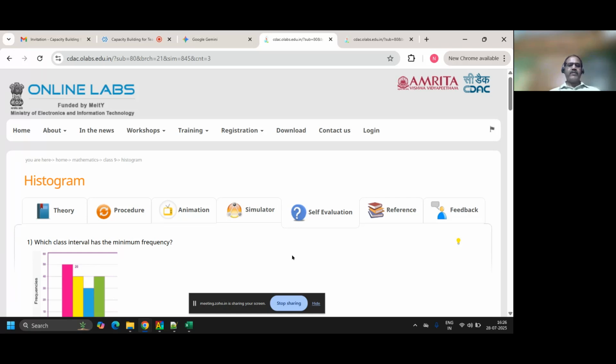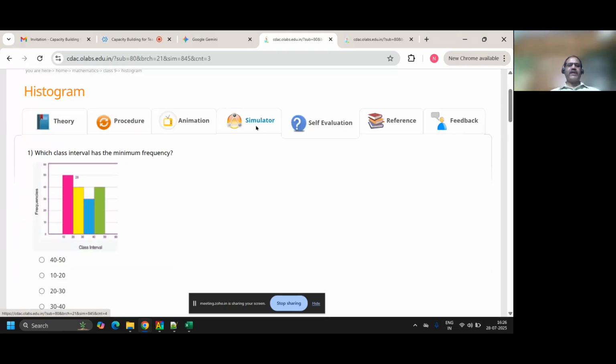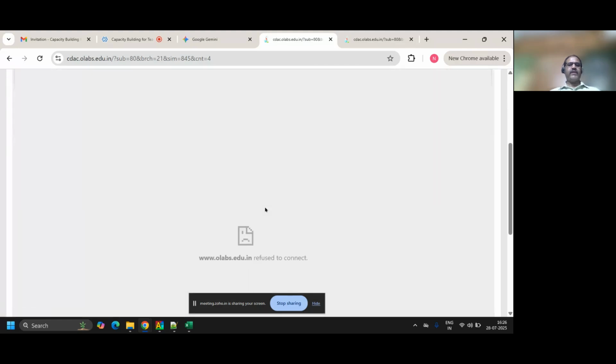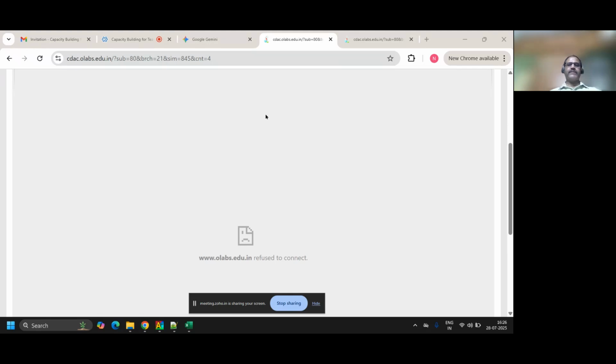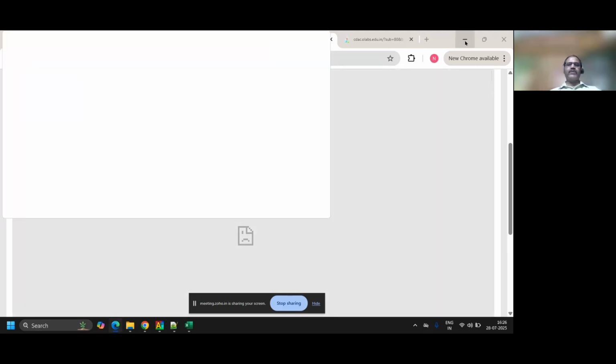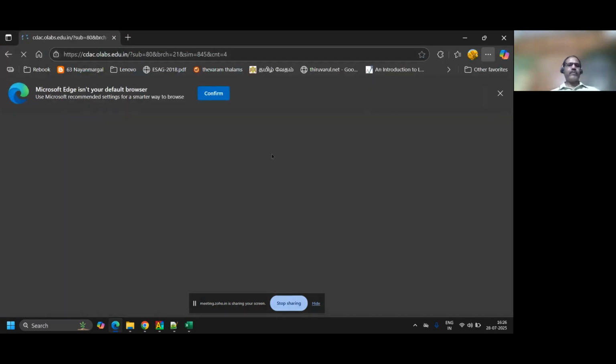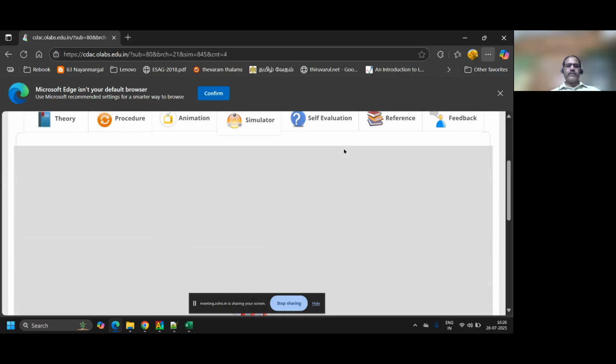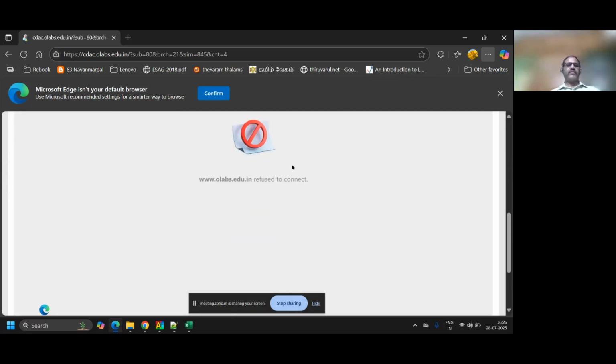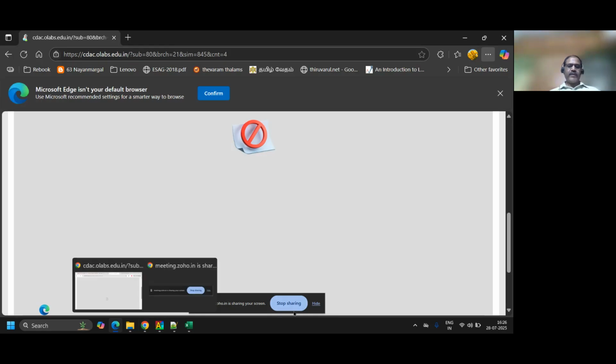Okay. This is also available in real time. OLAPs is also available in real time. Let me try to connect to the simulator once again and see. I'll try one other browser. Sometimes browser updates also cause this. No, this site is having some issue. Probably you may try after some time. Okay. So now let me stop here.